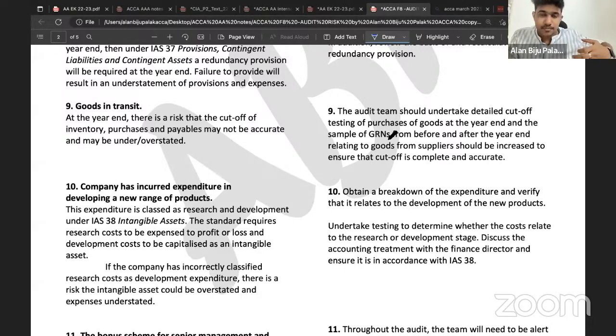So well, we know that when the goods are in transit, we need to consider the exact point from where the control transferred to the company.